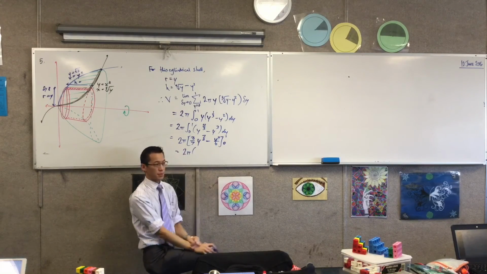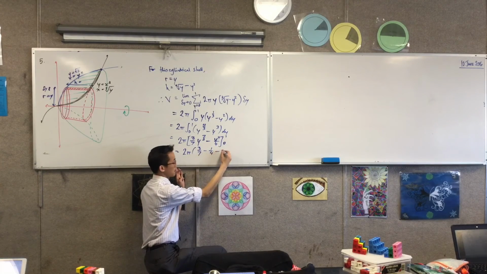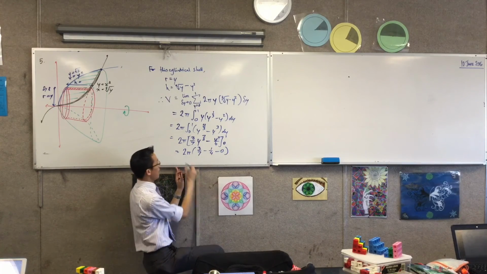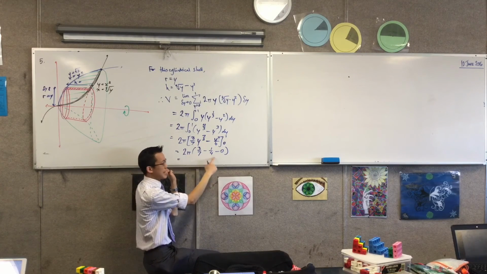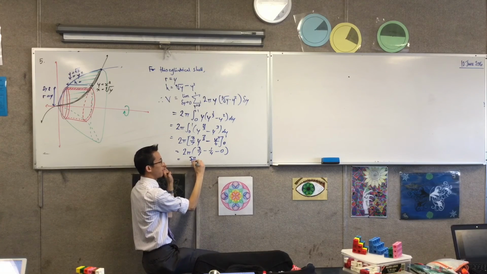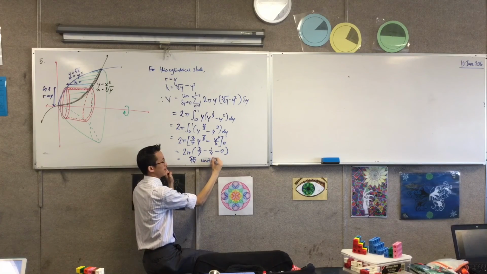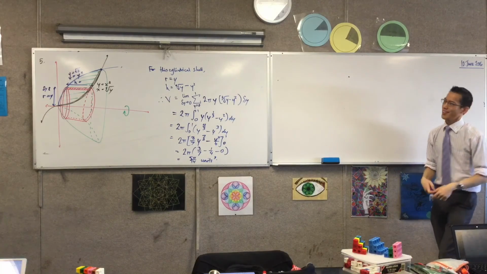2 pi times 3 on 7 minus 1 on 4. Yep. And I've already crunched this. I'm pretty sure you're going to get 5 on 28 in here, and there's a 2 there, yeah? So 5 pi on 14, and I'm working out a volume. So I'm done, okay? So you can see, it's really nice.